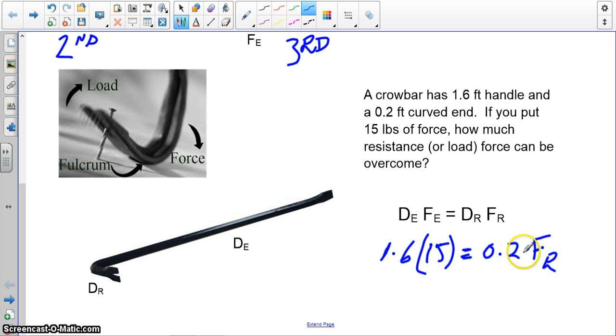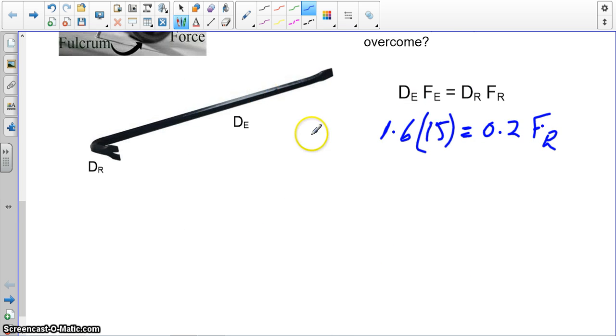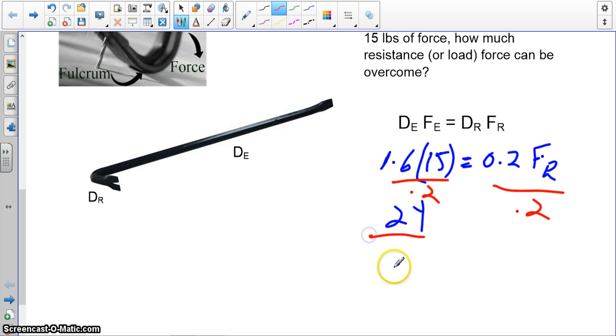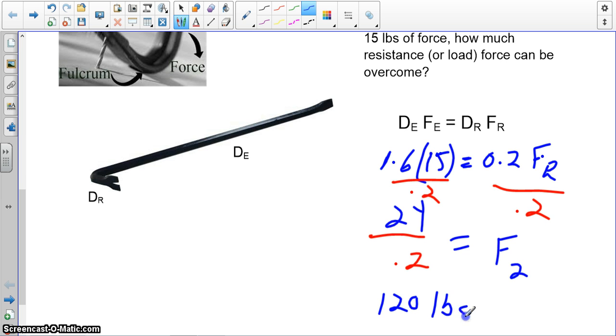Okay, and then boom, just a little bit of algebra. So 1.6 times 15 is 24. And then you divide both sides by 0.2. So 0.2 times FR, that's your FR. That's 120 pounds, is what that works out to be.